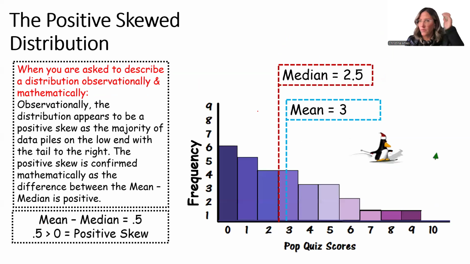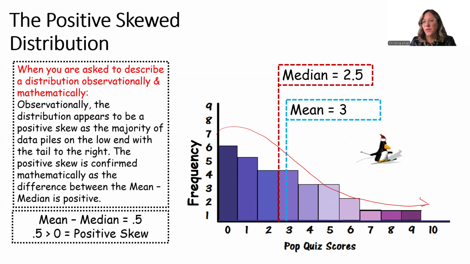Here's another example. Here we have a distribution, and if we were describing this, I'd say a positive skew, because the bulk of the data is on this high end and we have the tail to the right. We're skewing away from the high numbers, which are more positive. Over here, our numbers start becoming negative, right? -1, -2. So it's skewed away from those high numbers.